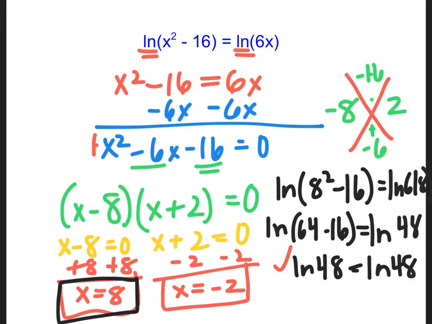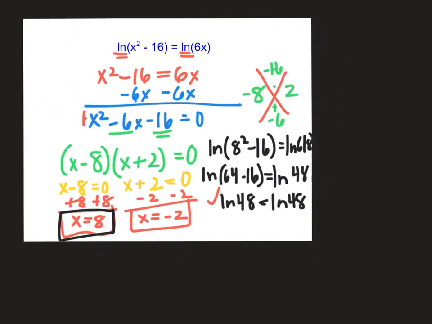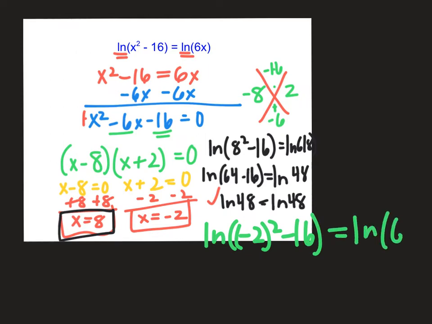Now, I still have to go back and check x equals -2. So I'm going to zoom out a little bit so I have some space to do that. And let's pick a different color. We'll do green. All right, so my next one, we're going to do the natural log of -2 squared. Oh, that's not going to be enough space. Let's do it down here. Natural log of -2 squared minus 16 equals the natural log of 6 times -2. There's in theory an extra parenthesis there, but again, space.